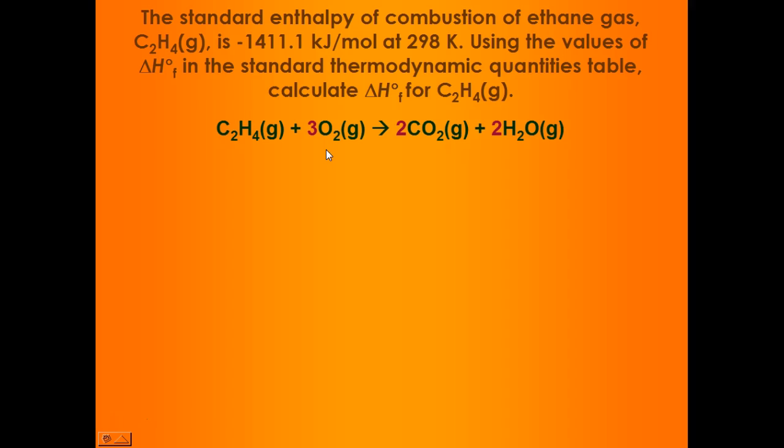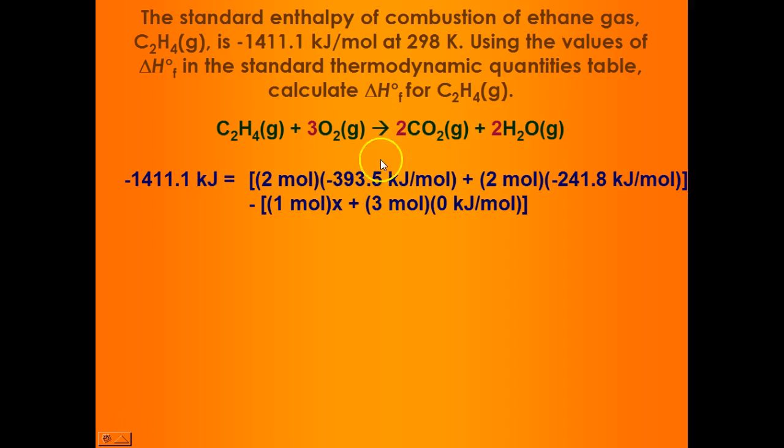Again, I know that oxygen will be 0. Carbon dioxide I've already seen, along with H2O. This is the one I'm trying to find. And I know that together, when those are combined, they give me a total value of negative 1411.1. I have that this value would be equal to the sum of my products times their stoichiometric ratios, 2 times the negative 393.5, and then 2 times the negative 241.8. I'm trying to find out what ethene is, and I have 1 mole of it, so that's why I have 1 mole times X, and then the 3 oxygen molecules would set me to 0.